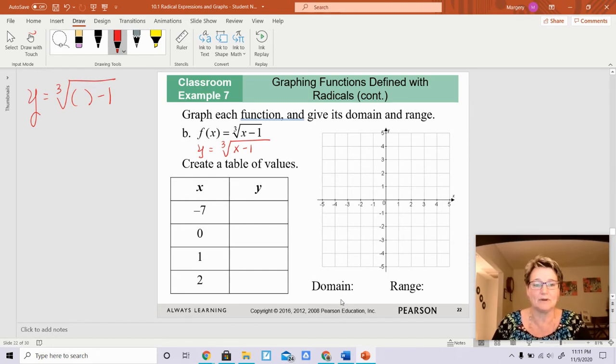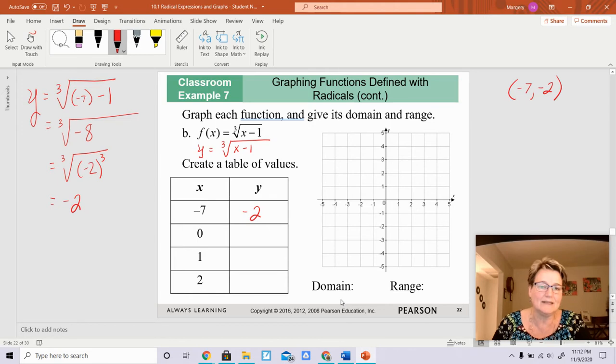We're going to plug in numbers. I'm going to put in -7 here. So I get the cube root of -7 plus -1, which is -8. I know that -2 to the third power is -8. Now, because these are odd roots, I know that my answer is going to be -2. So I'm going to put -2 right here. So my very first point is -7, -2.